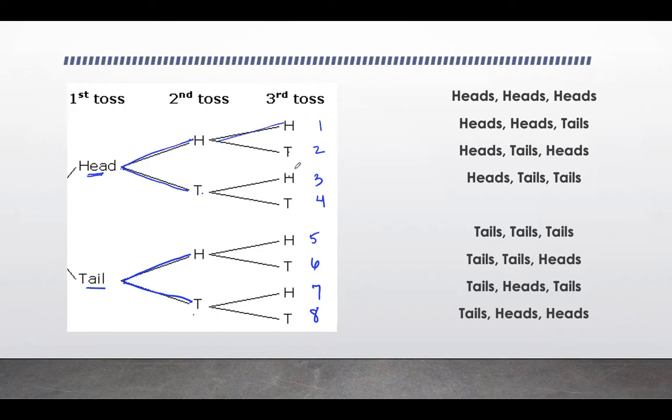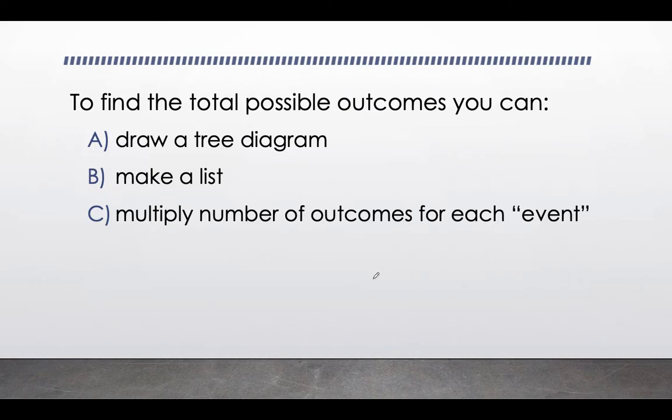Now that can take some time. Same with writing a list like I did in our first example, it can be time consuming, and it's possible that you might miss some combinations if you're not careful about making your list. So the third option that I mentioned is multiplying the number of outcomes for each event.